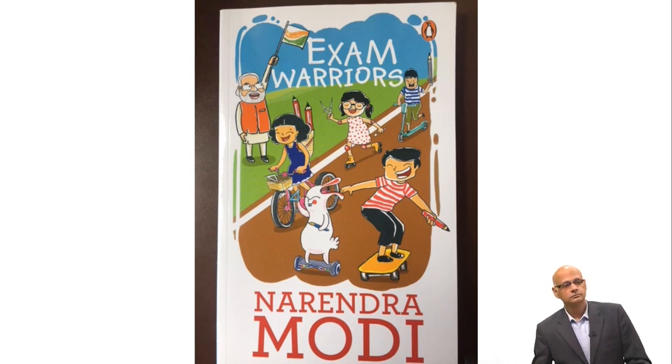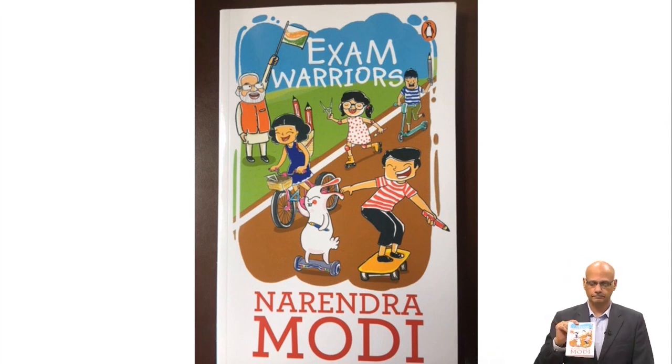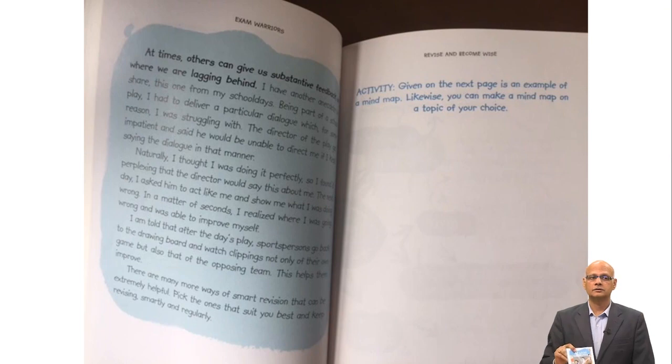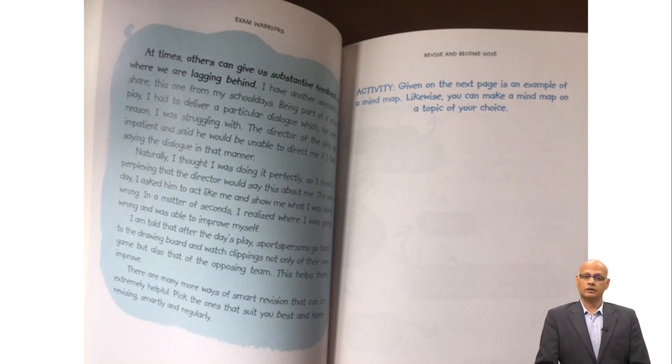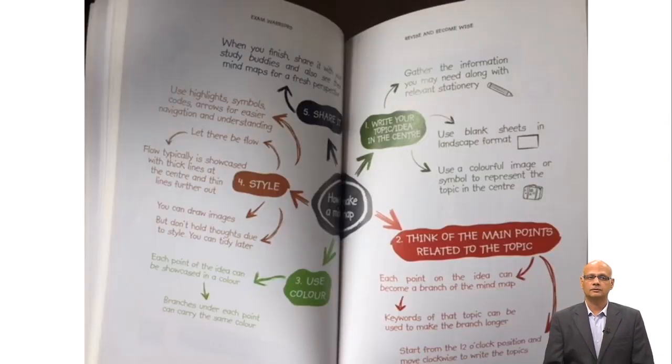But our Prime Minister, Mr. Narendra Modi, has written a book called Exam Warriors. And in this, he writes, given on the next page is an example of a mind map. Likewise, you can make a mind map on the topic of your choice. Correct? My question to you is, why would a person at that level recommend a technique if it's not good? He knows it's good. He wants the youth of our nation to implement it. He has given a rudimentary way of creating a mind map, yes.